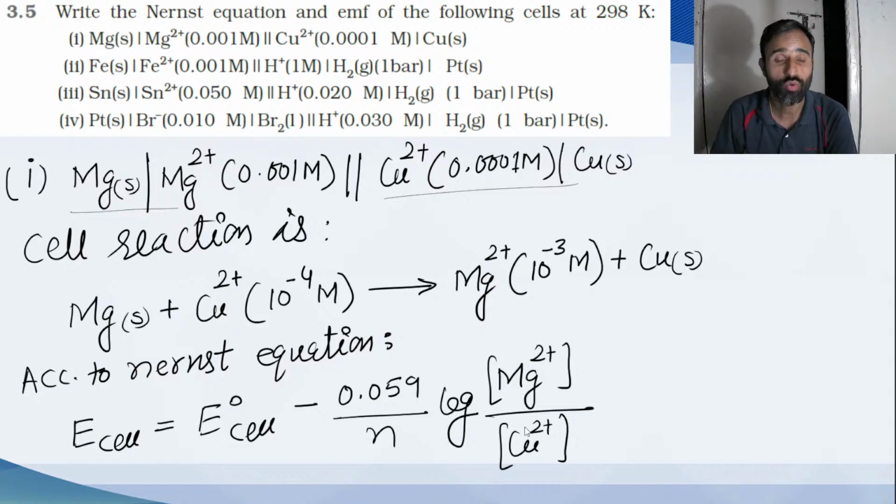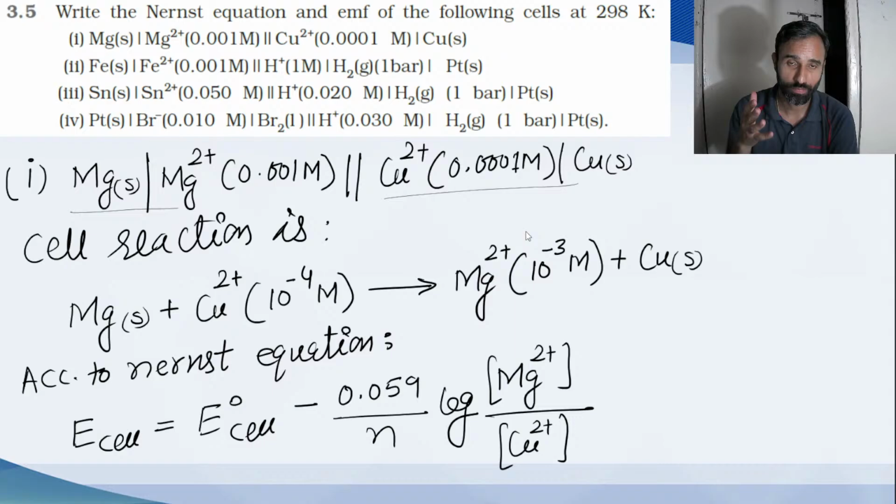If you wish to see why it is so, there is a video in the playlist, I think in the states of matter chapter or the electrochemistry chapter, on why the concentration of pure solids and pure liquids is taken as unity: because their density is constant. If mass changes, even then density remains the same. That's why they are taken as unity.